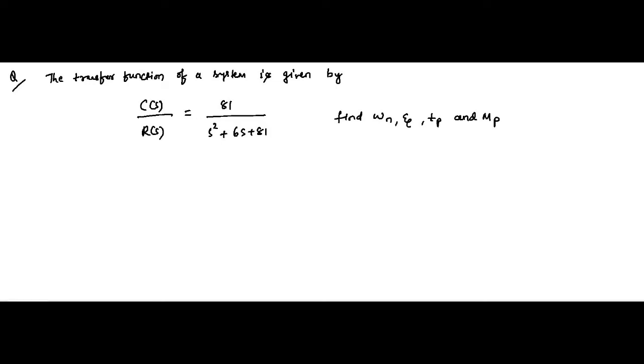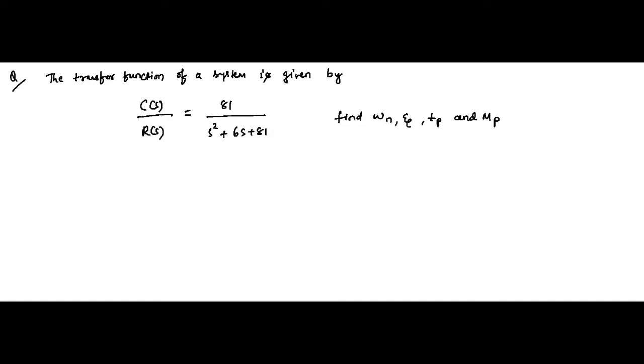So we'll continue our discussion related to time response analysis of control systems. Here we are with another question where it is given that the closed loop transfer function C(s)/R(s) of a system is 81 by s square plus 6s plus 81. We have been asked to find the undamped natural frequency omega n, damping ratio zeta, peak time Tp, and peak overshoot Mp.